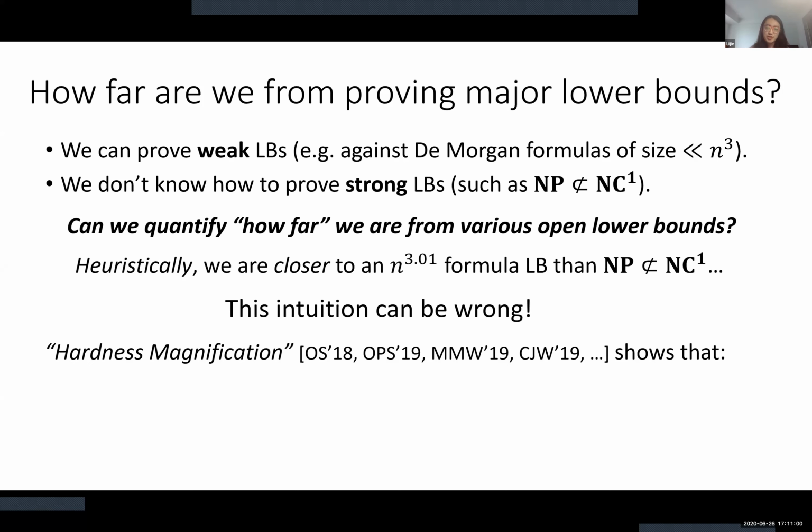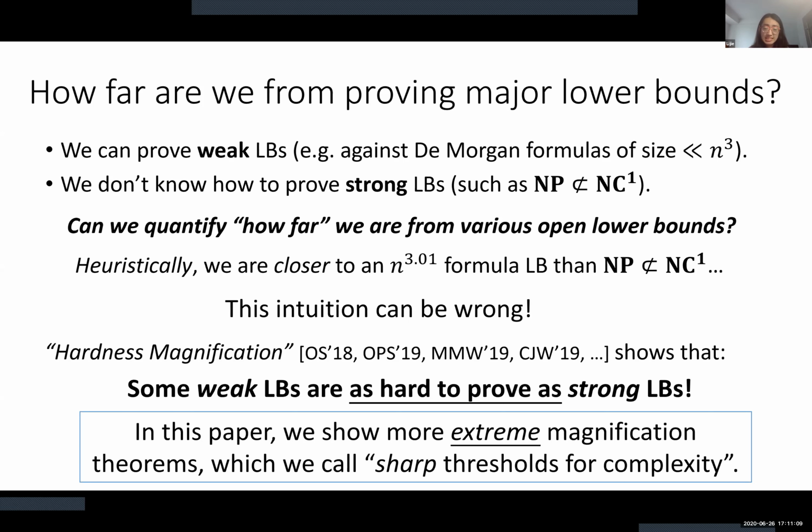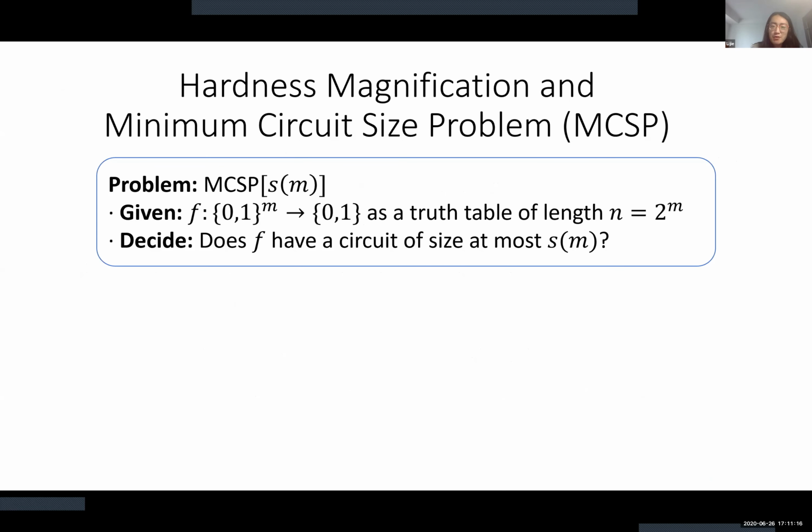There are recent hardness magnification papers showing that some weak lower bounds are actually as hard to prove as strong lower bounds. This paper will show some extreme magnification theorems, which we call sharp thresholds for complexity. So let's begin with the definition of the problem. The Minimum Circuit Size Problem: you are given a truth table of a function f, and you want to decide whether f has a circuit of size at most s, where s is a function of the input length m.